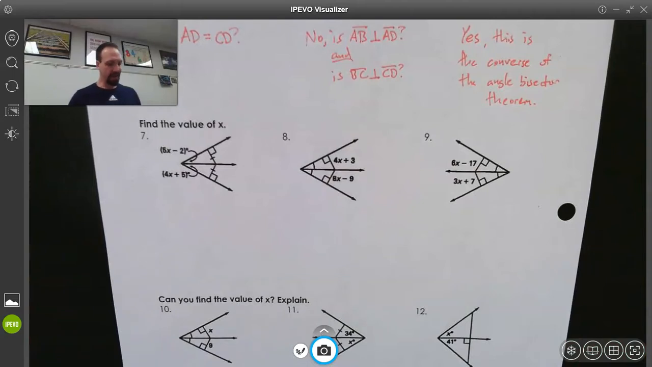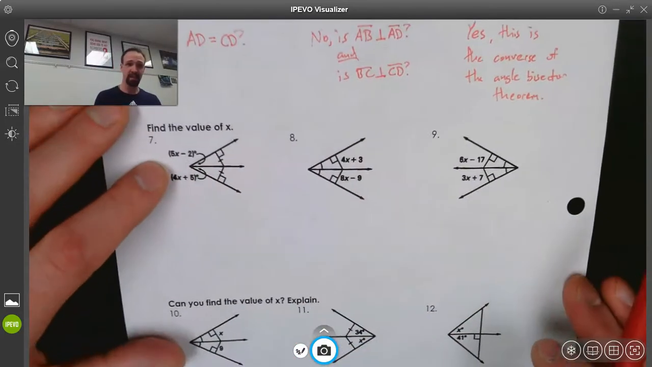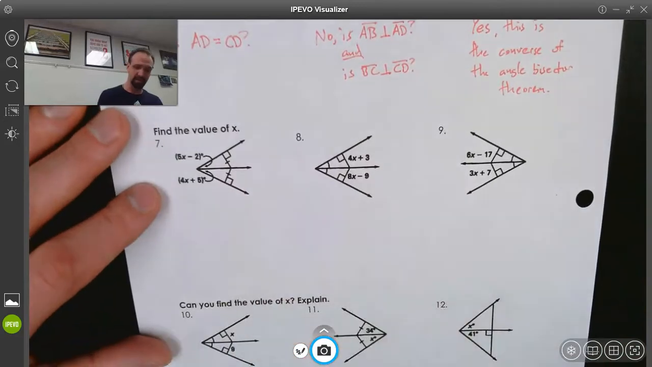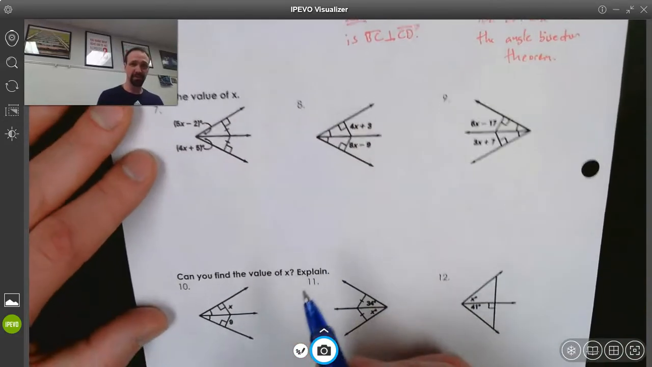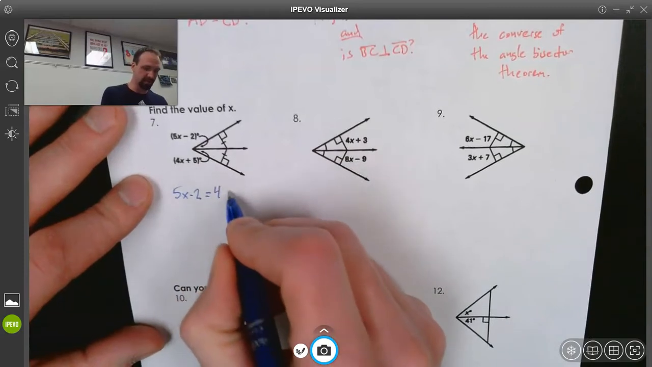Now we have finding the value of x. For this to be true, that means I have to have enough information to know that these two are congruent. So here what we know is that these two measurements are the same, because this is an angle bisector. If it's the same, then I can set them equal to each other and solve. So I'm going to go ahead and do that. So I have 5x minus 2 is equal to 4x plus 5.